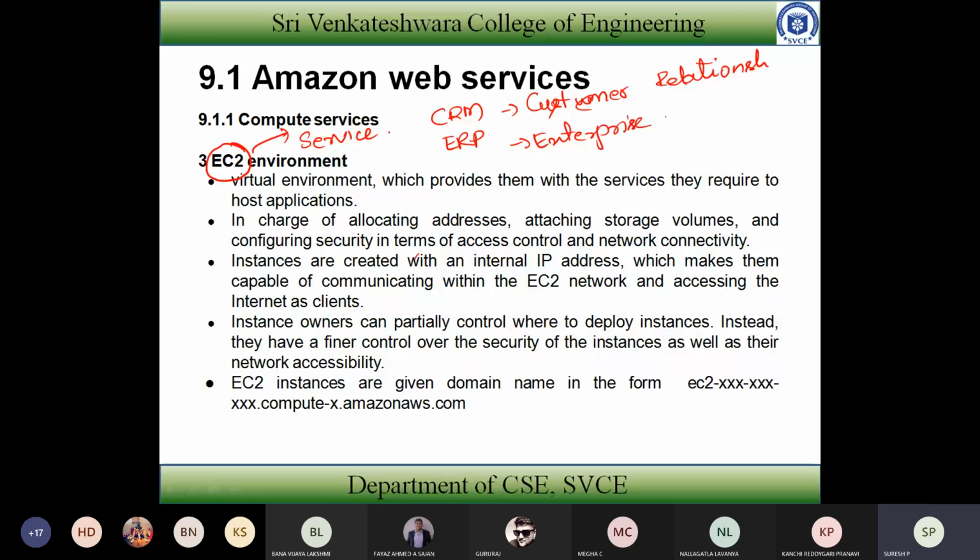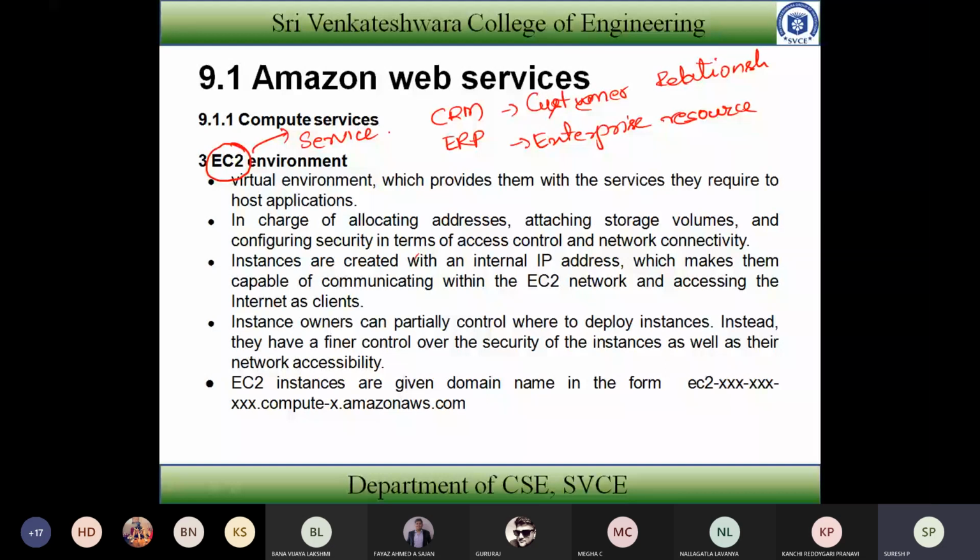So this is going to basically provide them with a service they require to host the application. Okay, so these are the applications. If you want to deploy that particular application, you require the instances. So if you want to deploy those instances, first I need to create the environment: how I need to deploy that particular application, and under what environment.